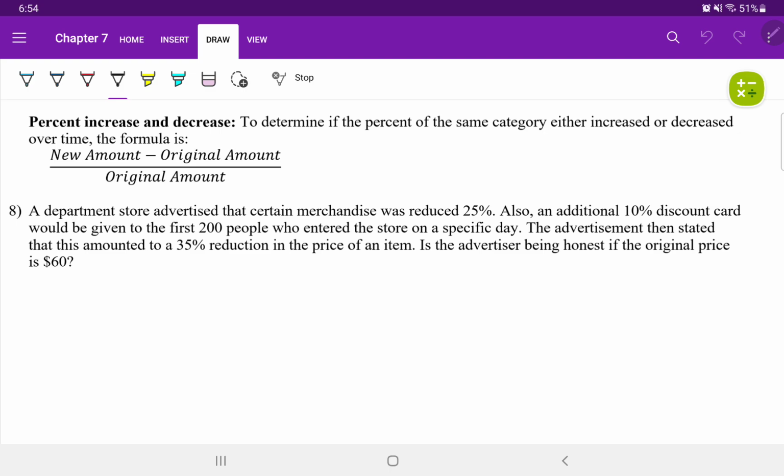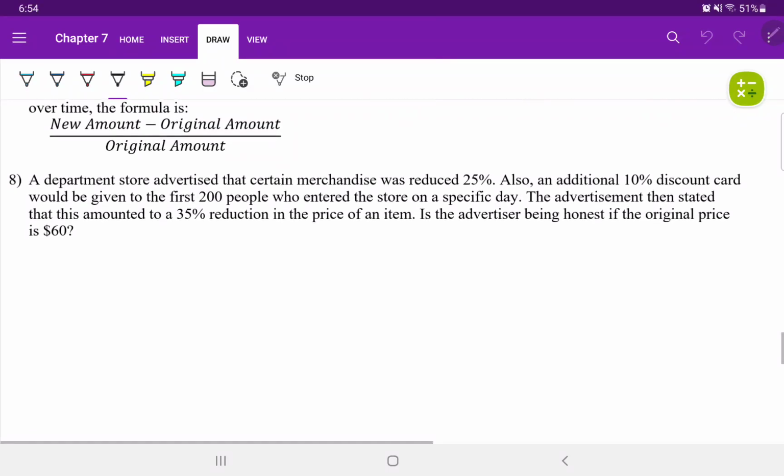It says here, a department store advertised that a certain merchandise was reduced by 25%. Also, an additional 10% discount card will be given to the first 200 people who entered the store on a specific day. The advertisement then stated that this amounted to a 35% reduction in the price of an item. Is the advertiser being honest if the original price is $60? We're going to answer this question.